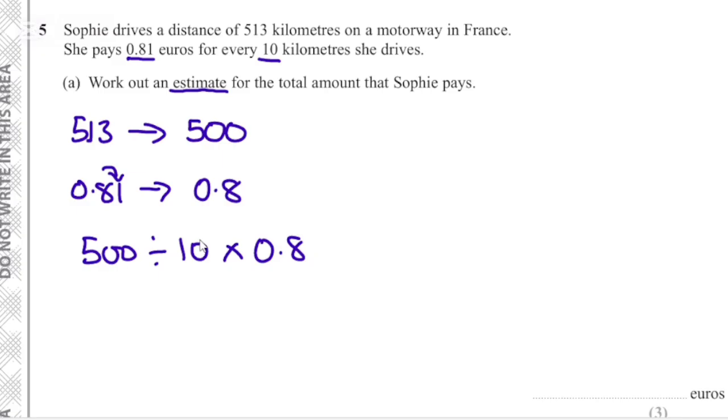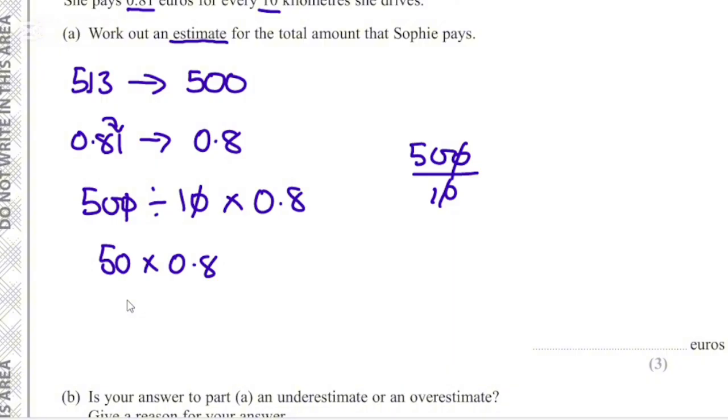So you're going to see that this 0 and this 0 cancel. Some people may be wondering, we are saying 500 over 10, so we are canceling these zeros. That's what has happened here. So we're remaining with 50 times 0.8, all right? 50 times 0.8 is 40, right? So the estimated amount is 40 euros, right?